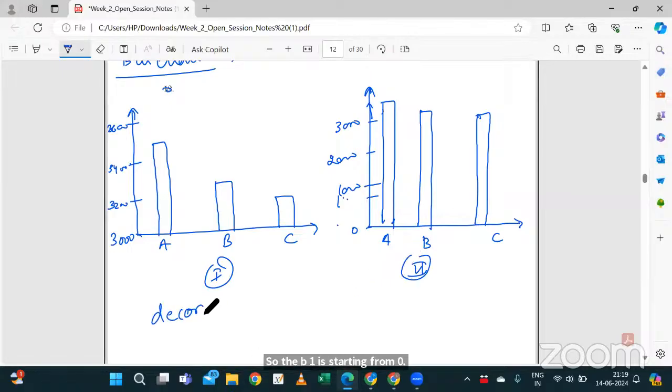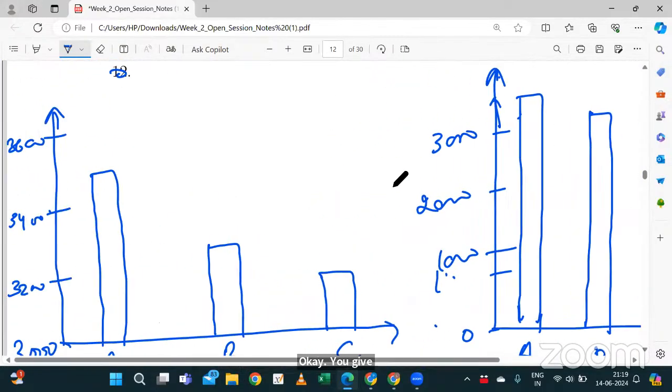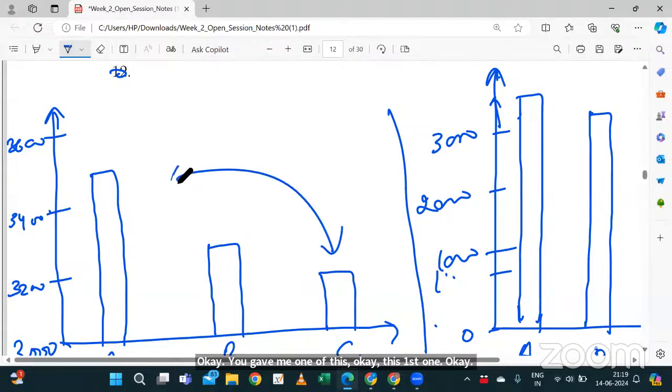This is something called a decorated graph. What I mean by a decorated graph is about your own intuition of what you are trying to represent. Suppose you gave me only this first chart. Then what I will interpret is that there is a significant difference between A and B, right?